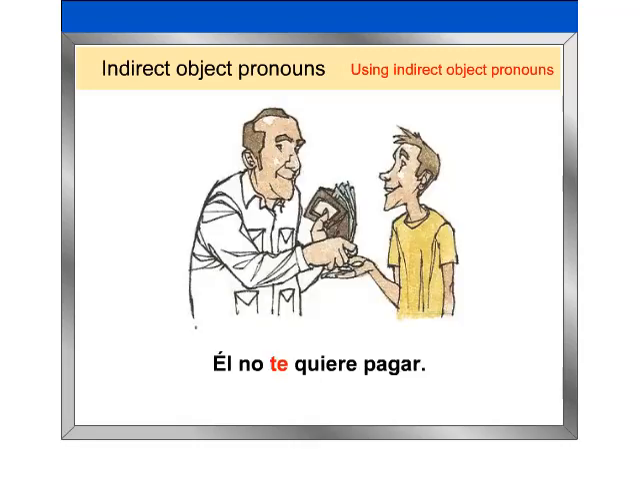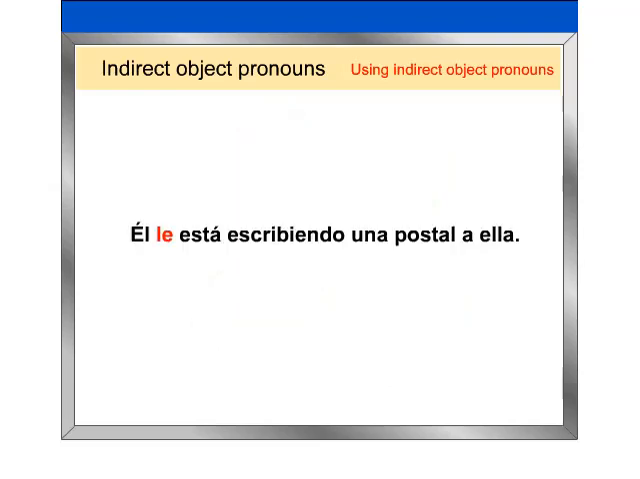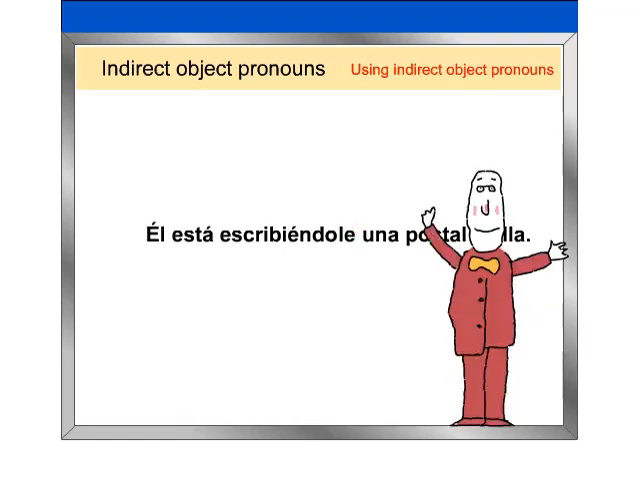When a conjugated verb is followed by an infinitive, the indirect object pronoun may be placed before the conjugated verb. Él no te quiere pagar. Or it may be attached to the infinitive. Él no quiere pagarte. This is also true when the verb is in the present progressive. Él le está escribiendo una postal a ella. Él está escribiéndole una postal a ella.